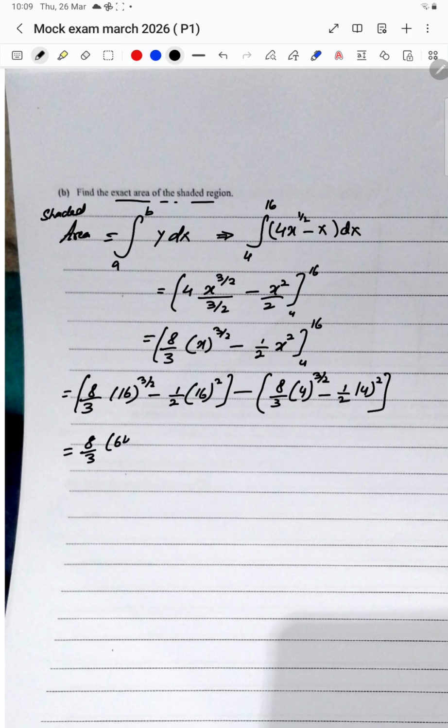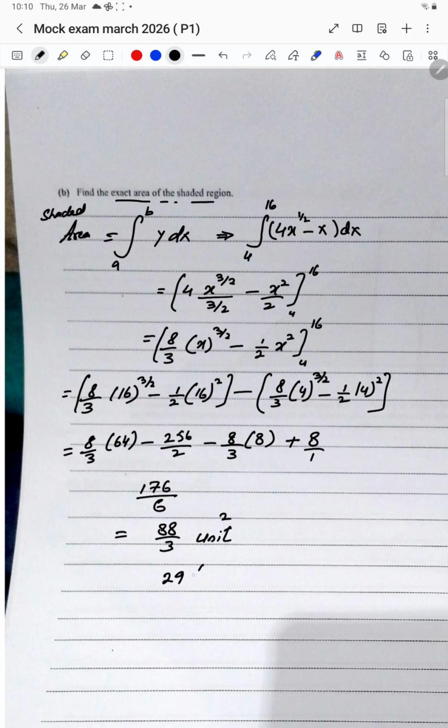I will get 64, 4 power 3 is 64, minus 256 by 2, minus 8/3 times 8, since 2 cubed is 8. You can better simplify this on the calculator. You'll get 176/6, or you can write 88/3 unit squared, that is the area, or you can write 29 and 1/3 square units. That is the shaded area.